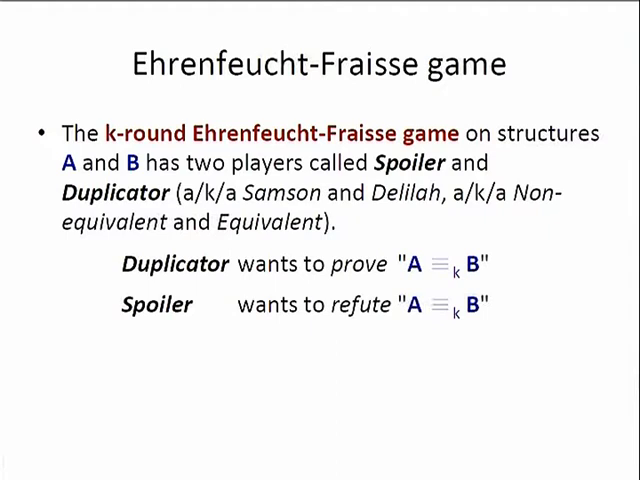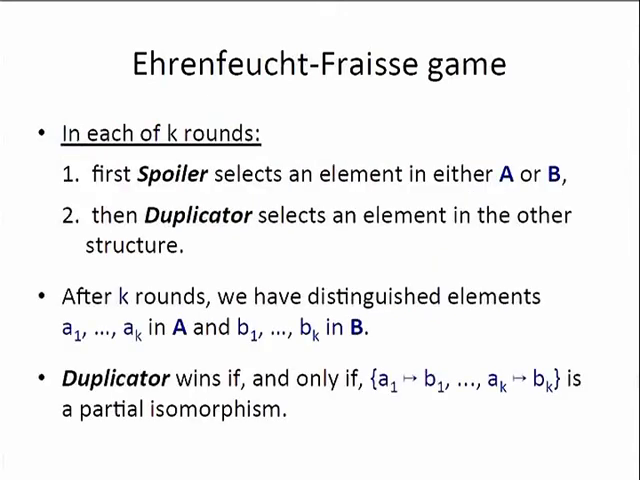The duplicator wants to establish that A and B are k-equivalent, and the spoiler wants to refute that A and B are k-equivalent. So those are their goals. The way the game works is that in each of the k rounds of the game, first the spoiler selects an element in either structure. So he selects a structure and an element in that structure. And then the duplicator selects an element in the other structure. And so this continues for k rounds.